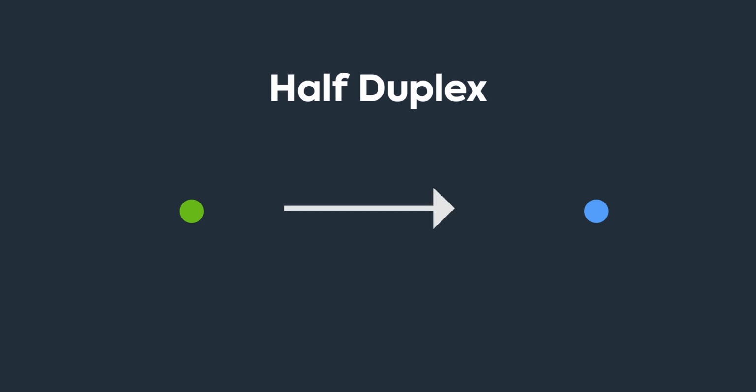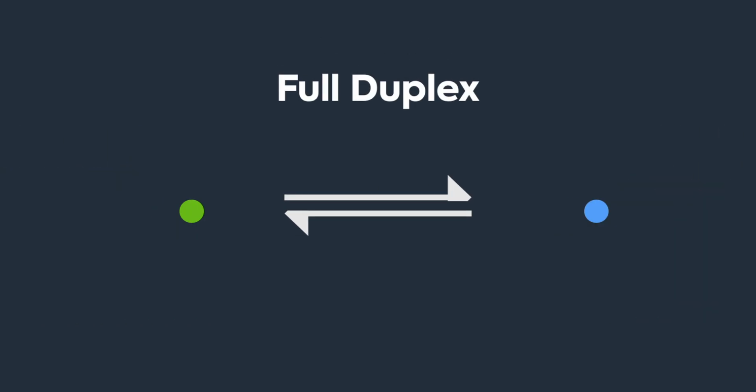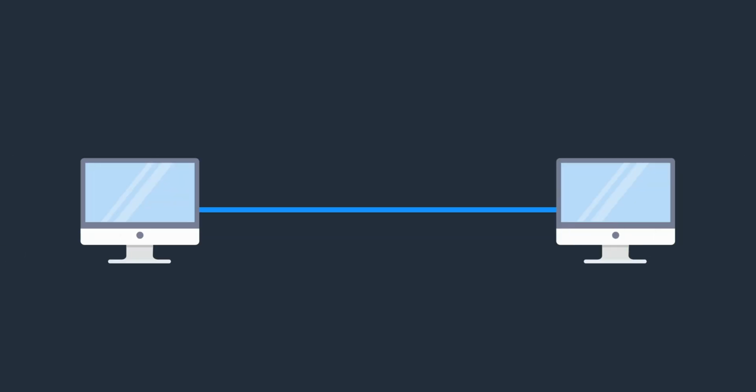In half duplex, data can be sent or received in both directions, however, not at the same time. A walkie-talkie is the best example, where both persons can talk but only one at a time. And full duplex is where data can be sent or received in any direction simultaneously. Our network topology is full duplex.